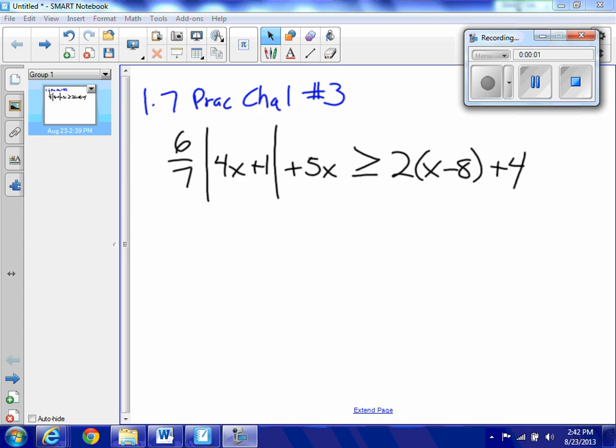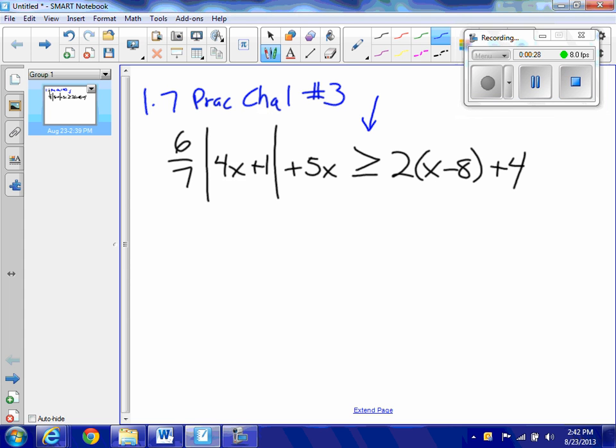This is chapter 1.7, a practice challenge problem number 3. Now this is a grok problem, so you don't really need to know how to do it, but I thought by walking you through it, it would help you see how you do some of these more, I don't know if I'd say complex or detailed algebra maneuvers. So I need to solve this inequality, and I can see that it is a greater than inequality.